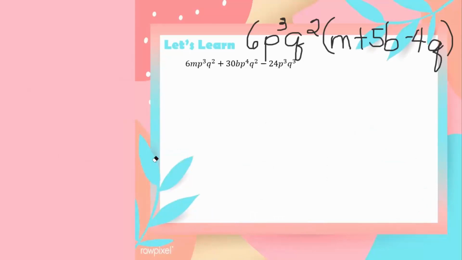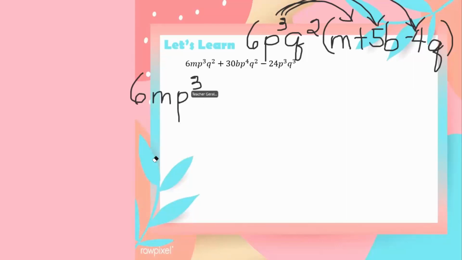We are going to distribute it. Okay, so ito, distribute natin dito sa mga terms sa parenthesis. So, 6p cubed, so 6m, so siyempre sunod-sunod dapat yung letra, q squared, okay, so tama.